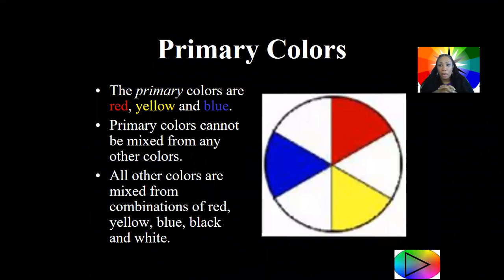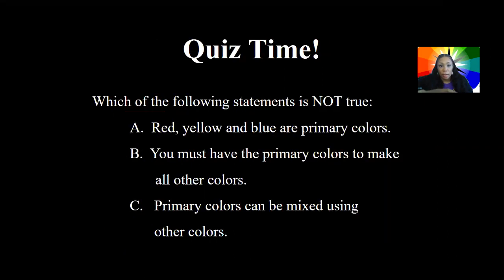The primary colors that you need to know, and it is on your exam as well, are yellow, blue, and red. Those are the primary colors, okay? Primary colors cannot be mixed from any other colors. They are separate. They have to be by themselves. You cannot mix another color to make red, yellow, and blue. Those are the basic colors. All other colors are mixed from combinations of red, yellow, blue, black, and white, okay? So those are some things to think about.